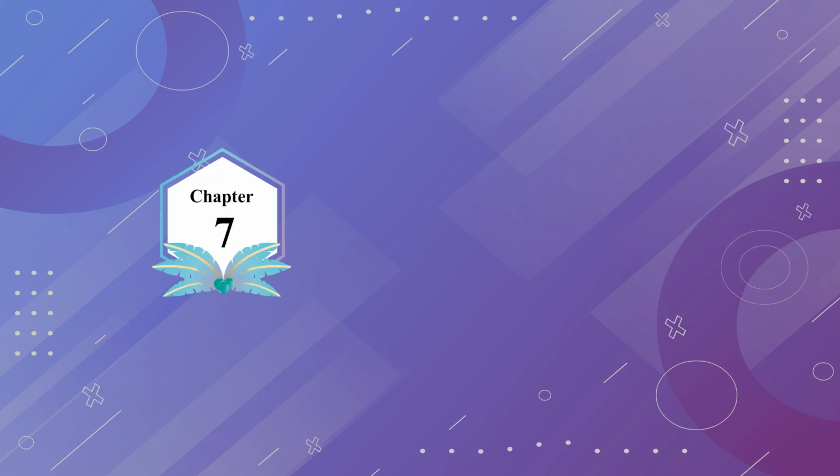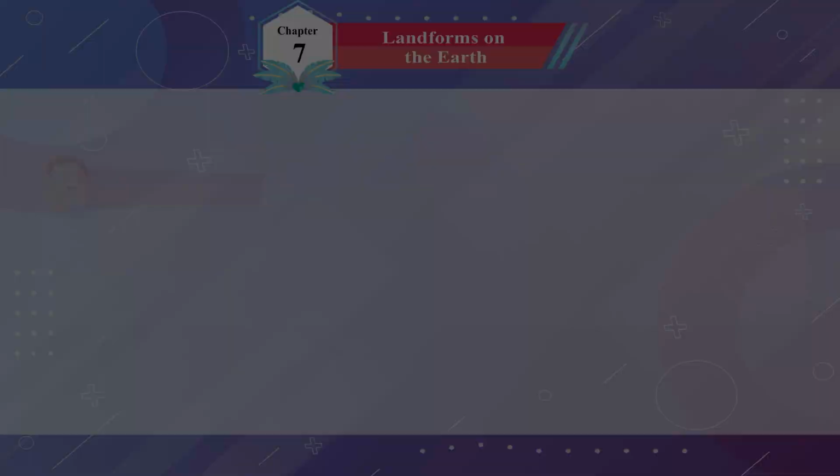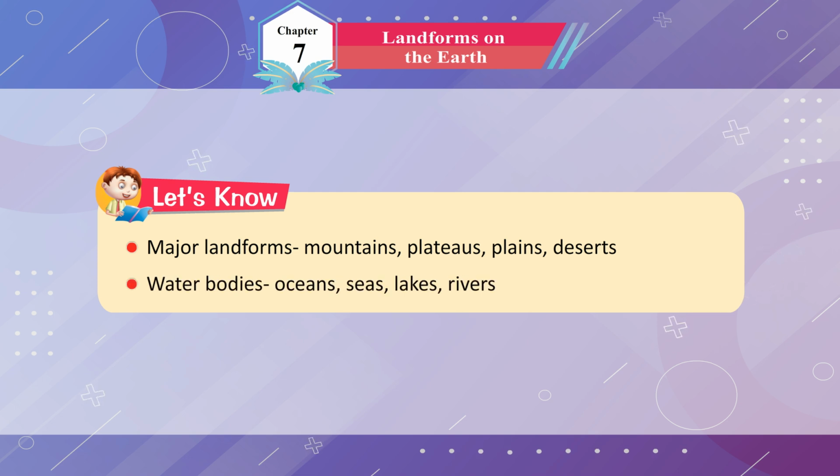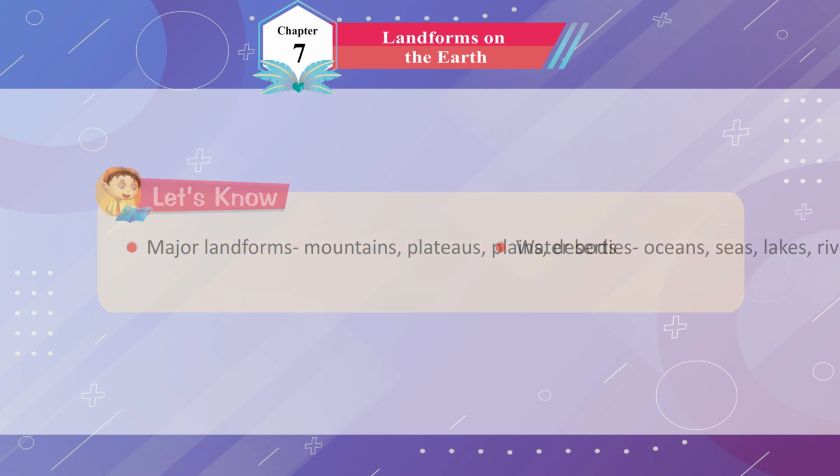Chapter 7: Landforms on the Earth. Let's know. Major landforms: mountains, plateaus, plains, deserts. Water bodies: oceans, seas, lakes, rivers.